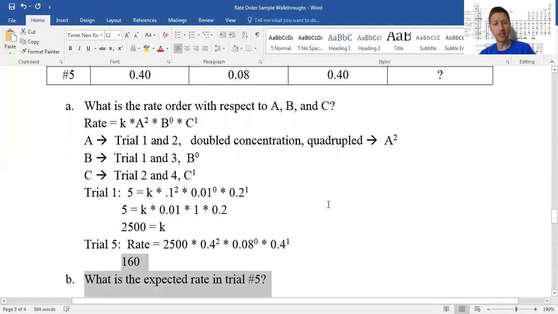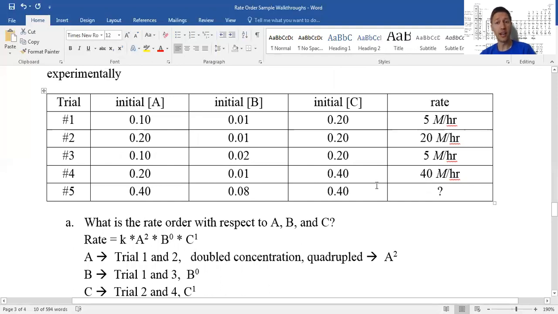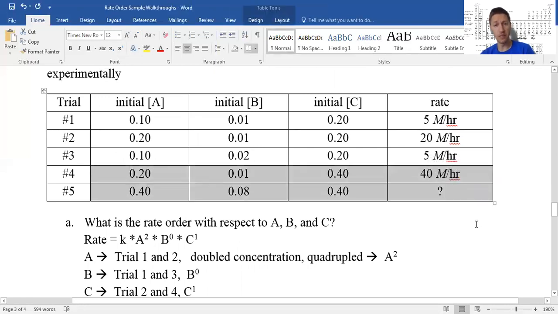There would have been another way we could have done this as well, but you'll need to do this when you're solving it yourself. So we could have just compared this to another trial to see how it affected it. So if we see, we could just compare trial 4 and trial 5 and see what do we expect the new rate to be. So we see that we didn't change C. We changed B, but B doesn't matter. We know that B is 0th order, so we'll not change the rate. We doubled A. Well, how does A affect the rate? A is 2nd order, so if we double A, we should quadruple the rate. 40 times 4 is 160.